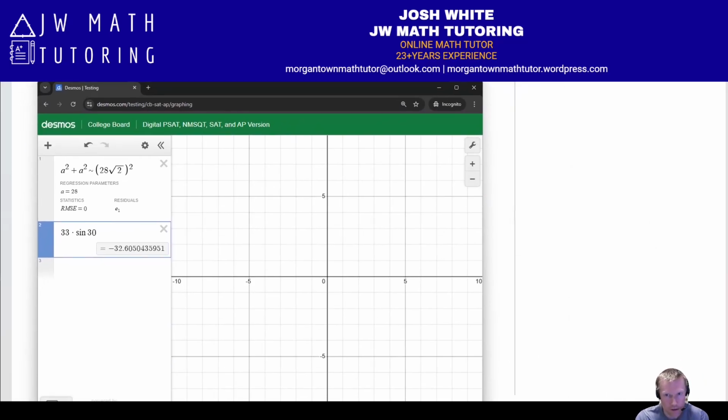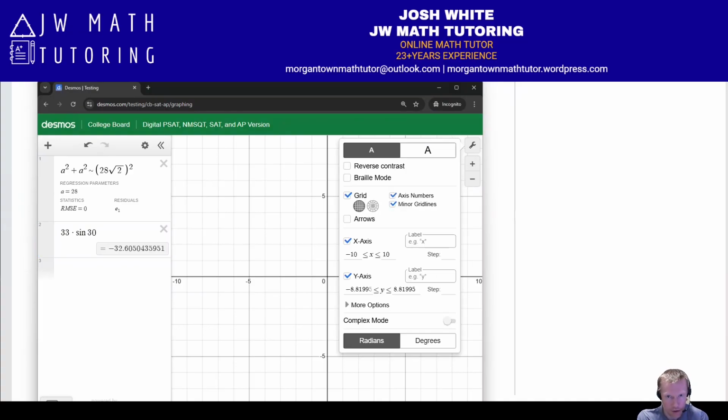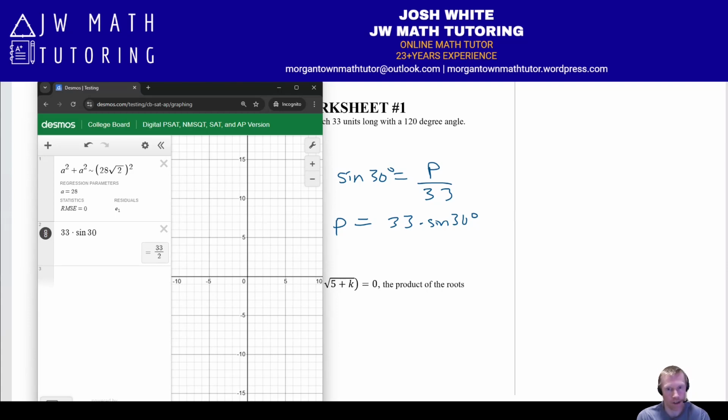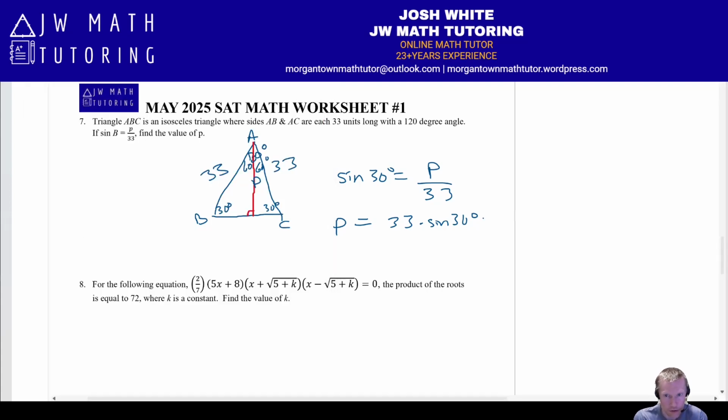Now, of course, this is not the correct answer because it's in radian mode. Make sure you click on the little wrench icon here and change it to degrees. And now you can see it's just equal to 16.5. You could enter it as that, or you could enter it as 33 over 2. So 33 over 2, correct answer. 16.5, also an acceptable correct answer. Both of those are what the value of P is equal to.